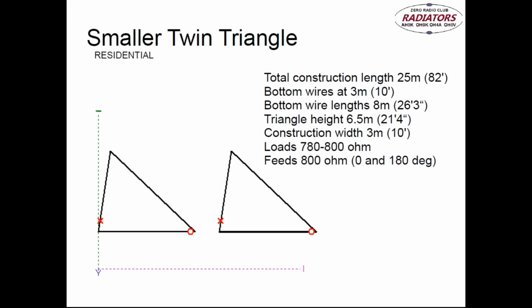So like with the triangle or this FO0AAA, what I did, I was trying to find a solution for the residential guys or residential hams. So the total construction length of this antenna is 25 meters. Let's see how it works.